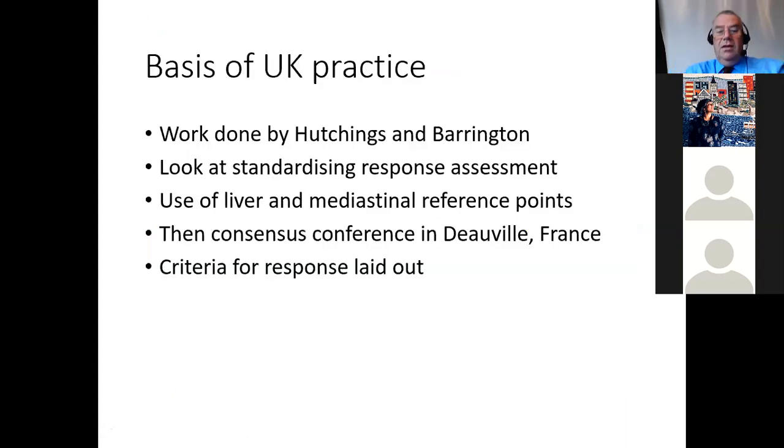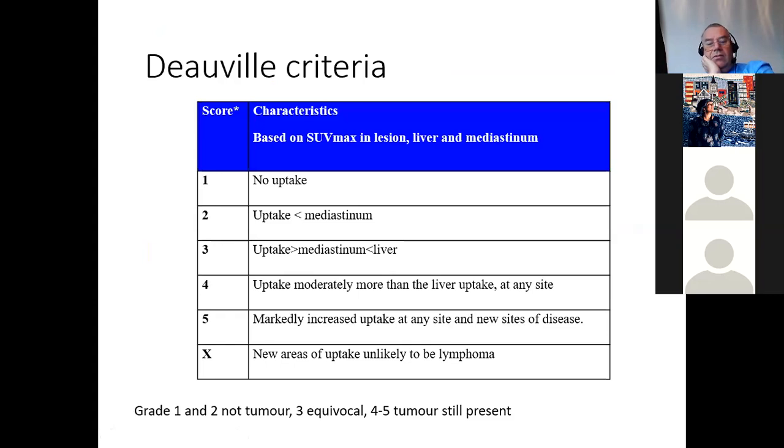So as I said, the idea is to put together some criteria. So they had this consensus conference in Deauville in France, and this developed the Deauville criteria, which has also been absorbed into Lugano criteria. Lugano criteria can also include CT. So this has remained pretty true. So you use mediastinal blood pool, normally in the arch of the aorta, and liver, and the SUV there is used as your sort of reference rate.